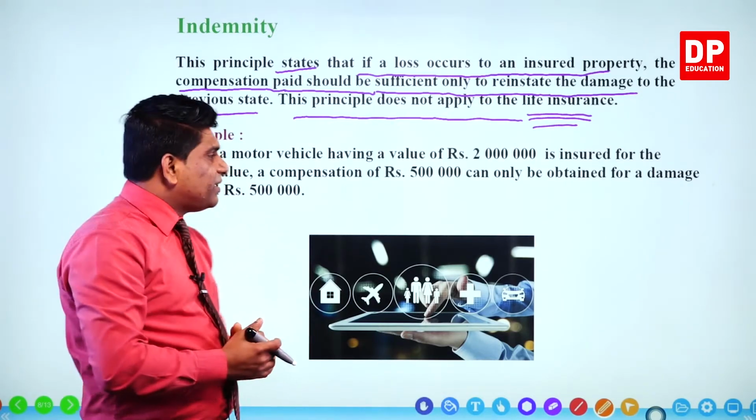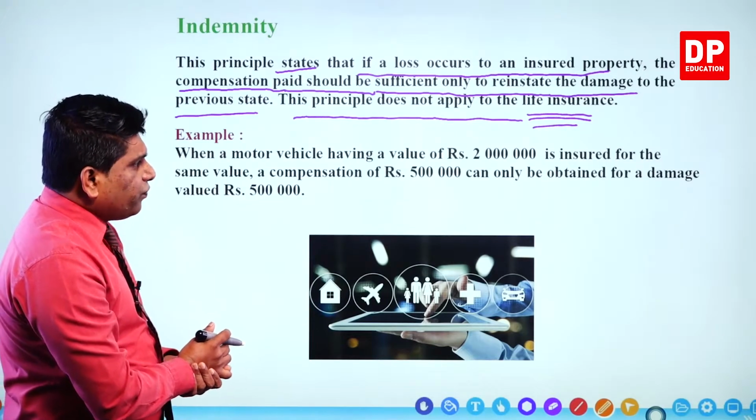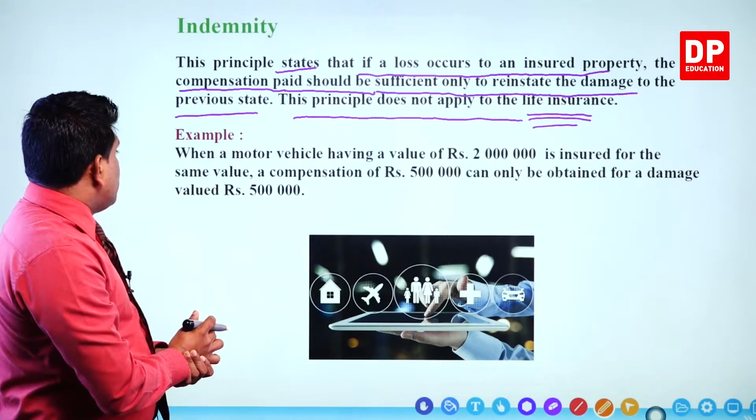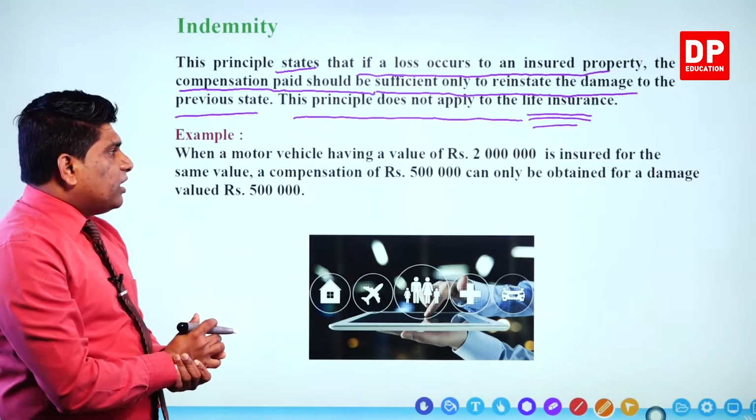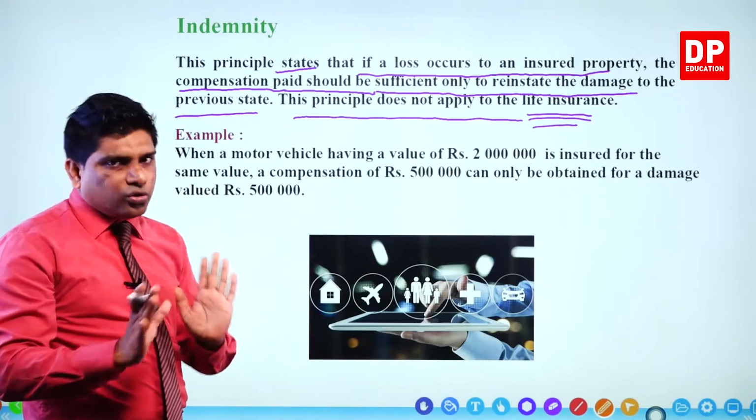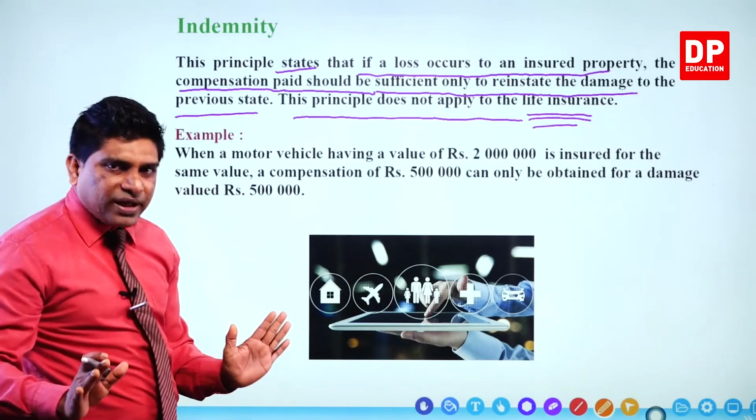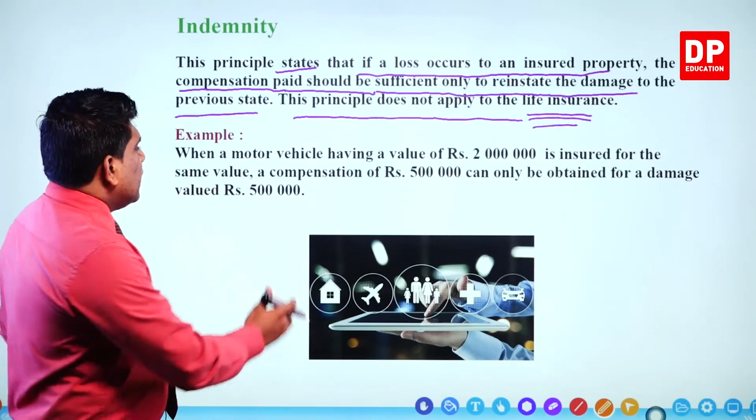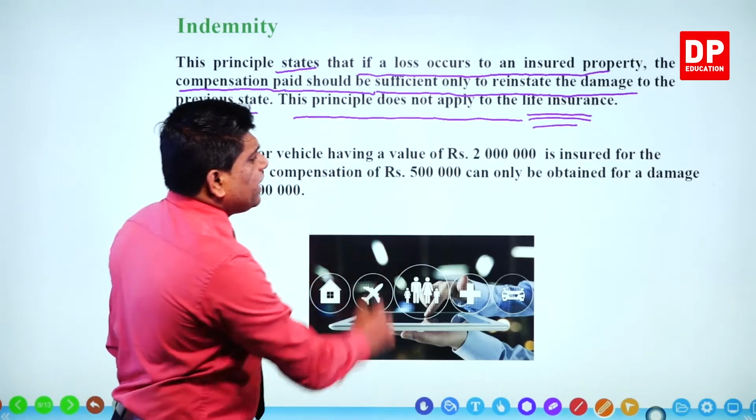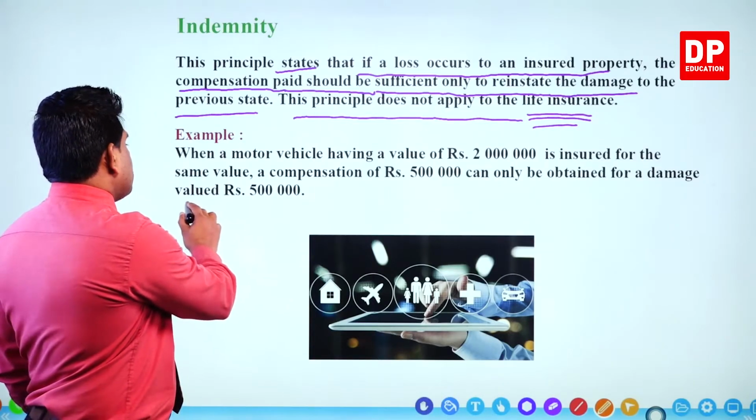We'll see another example. A motor vehicle having a value of 2 million is insured for the same value. Yeah, 2 million is the vehicle value. Your insurance policy value is also 2 million. You insured that vehicle for 2 million, the same price. A compensation of 500,000 can only be obtained for a damage value of 500,000.